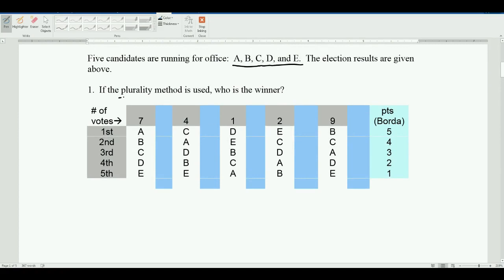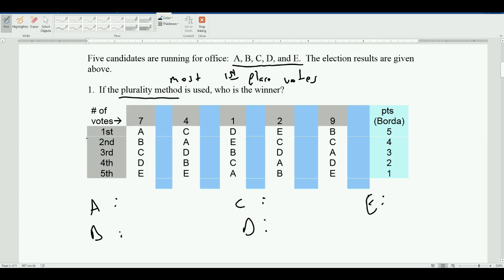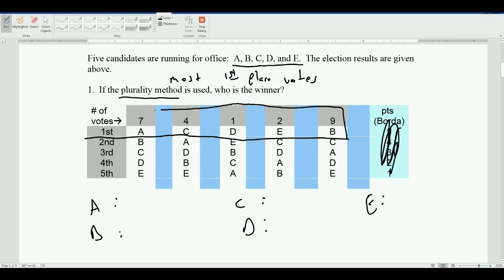We're going to use the plurality method. So all we're doing here is looking for the most first place votes. That's all we care about. So we have A, B, C, D, and E running. Now let's look at the first place votes only. I'm not looking at that at all. So I'm just looking at this and nothing else.